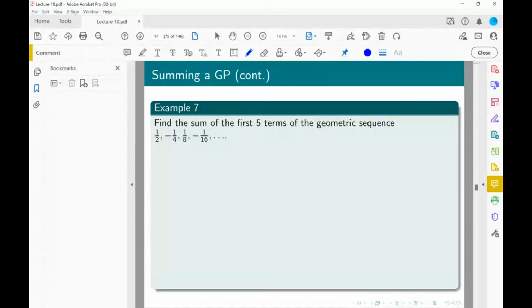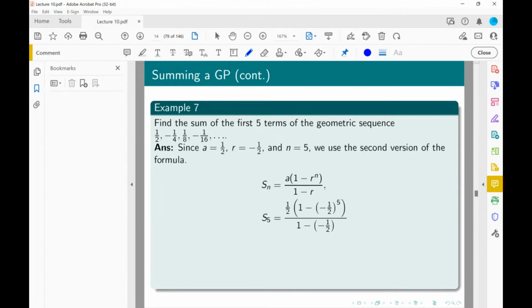Any thoughts on, well, what's A to start off with? Half. A is a half. Now R, negative half. It's the same example as last time, isn't it? Yeah, so R is negative a half, and we're summing the first 5 terms, so n is going to be 5. So A is a half, R is minus a half, n is 5. The easiest is to use the second version because R is less than 1, plus 1 in this case.